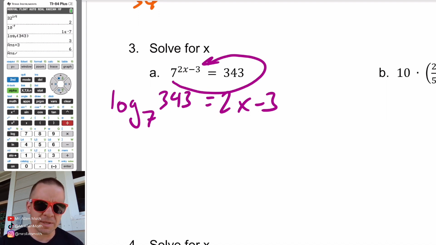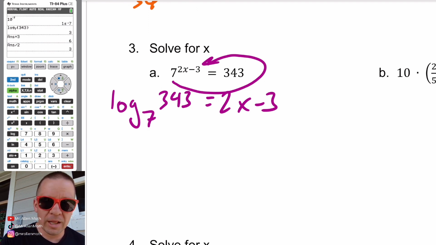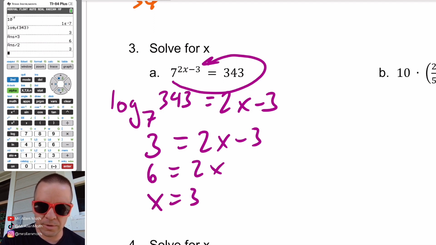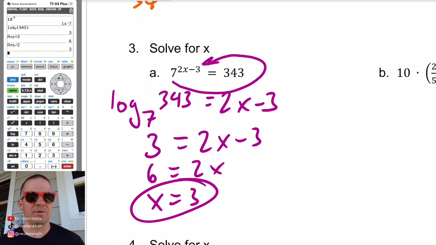Do we really need to do that in the calculator? I don't know. Maybe it makes you feel a little warm and fuzzy, right? We get 3 for the answer. So let's write some work down. We get 3 equals 2x minus 3. Add 3 gets us 6 equals 2x. Divide by 2. X equals 3. If it got kind of nasty with decimals, then the calculator would be super helpful, but that one was not too bad at all.